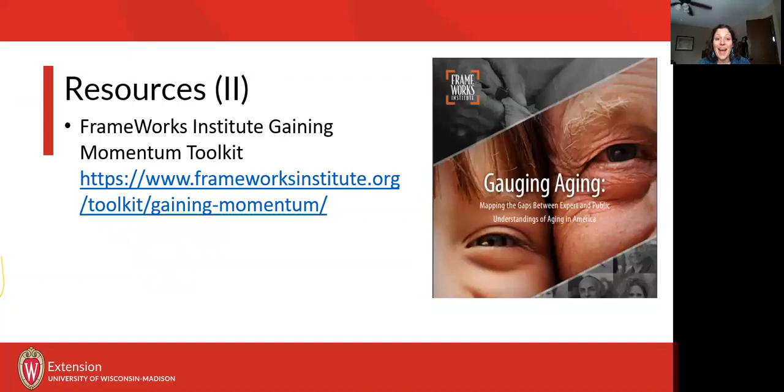The third thing that I have for you, if you're really interested in these communication strategies, is the Frameworks Institute website, where they have a whole toolkit on how to think and talk about this. And this toolkit is geared more towards professional communication. So the way that organizations would communicate, the way that we communicate within Extension.